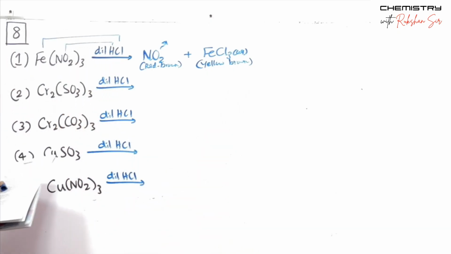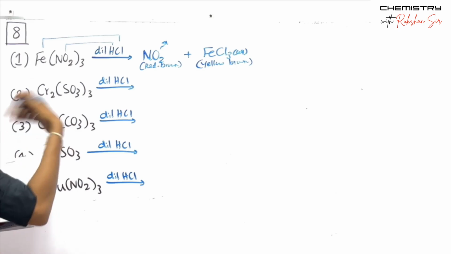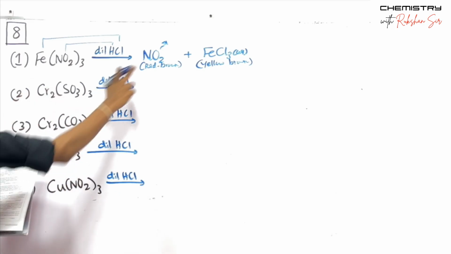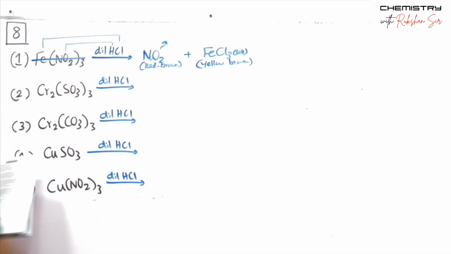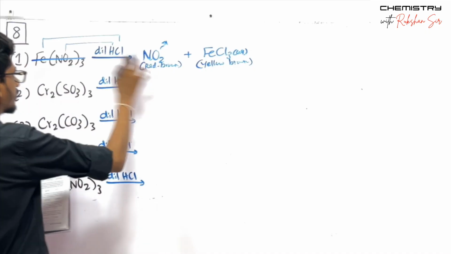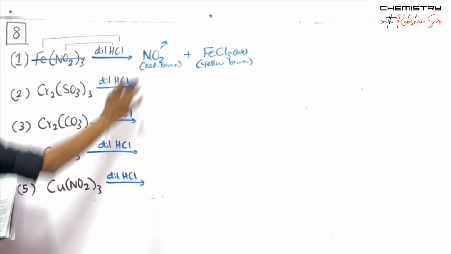So we are looking for a colored solution and a colorless gas. We are looking for a colorless gas, so this is out. This is providing you a colored gas, so it is out. We are looking for a colorless gas. That is out.